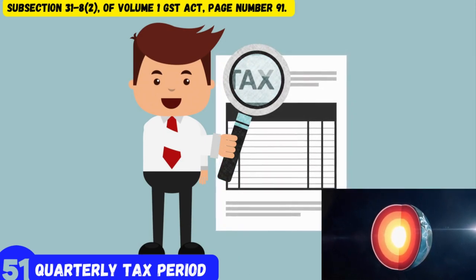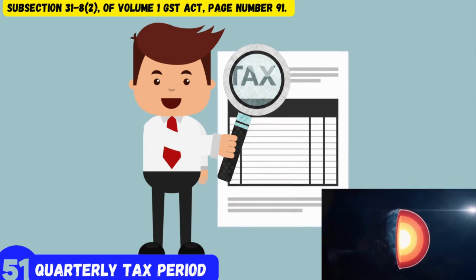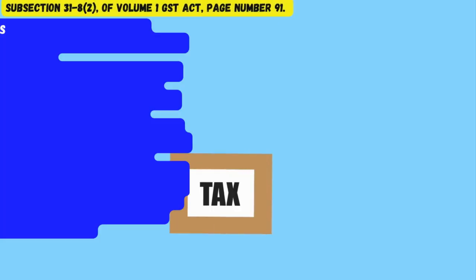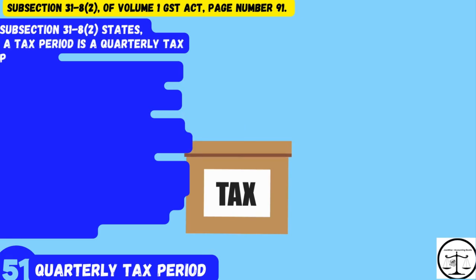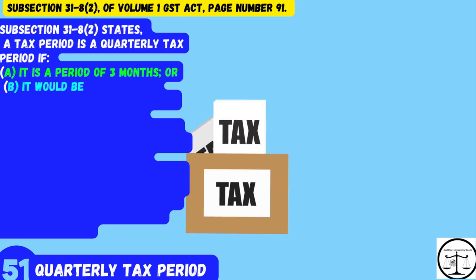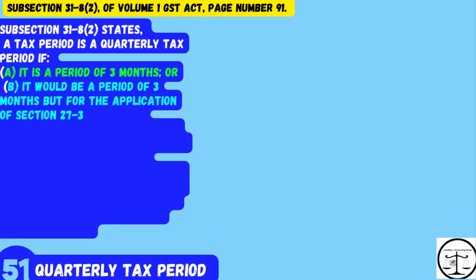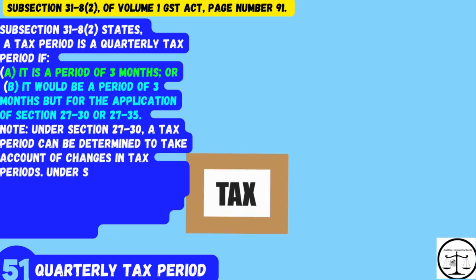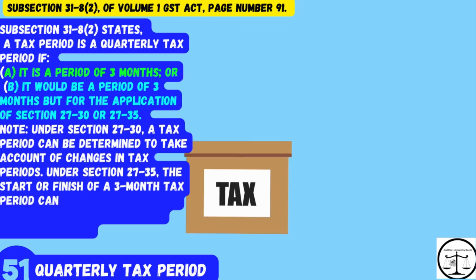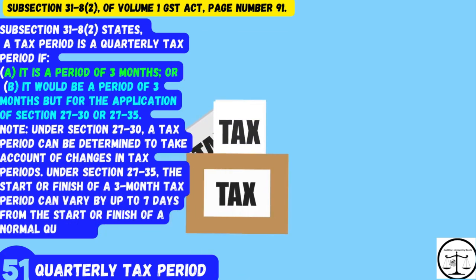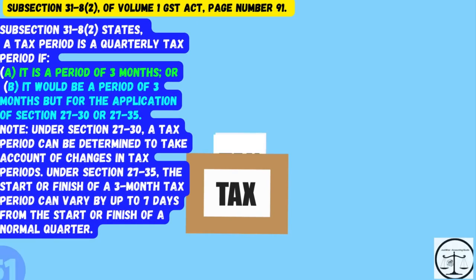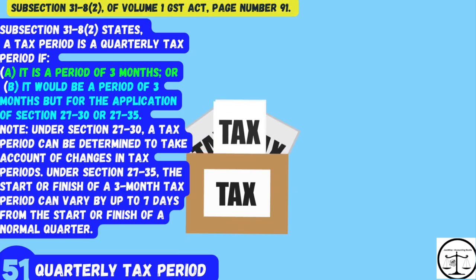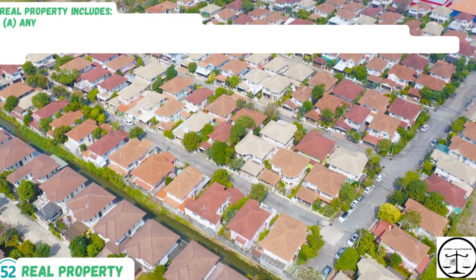Next word. Word number 51. Quarterly tax period has the meaning given by subsection 31-8(2). That is subsection 31-8(2) of Volume 1 GST Act, page number 91. Subsection 31-8(2) states: a tax period is a quarterly tax period if A. It is a period of 3 months, or B. It would be a period of 3 months before the application of Section 27-30 or 27-35. Note: under Section 27-30, a tax period can be determined to take account of changes in tax periods. Under Section 27-35, the start or finish of a 3-month tax period can vary by up to 7 days from the start or finish of a normal quarter.